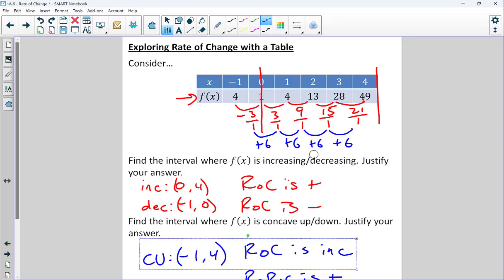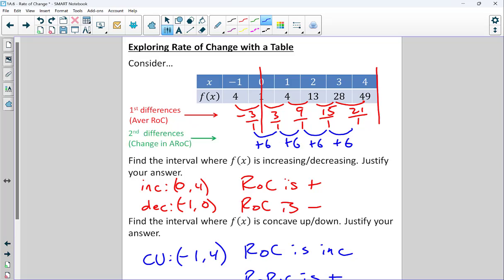Now, the fact that there was 6 all the way across, that actually gives us some other interesting information. Because when I'm figuring out the rate of change of a table of data and then the rate of change of the rate of change, another way to phrase this is the first differences and the second differences. Given a table of data, the first differences represent your average rate of change between each data point. And then the second differences represent your change in average rate of change, or the rate of the rate of change. Now, if the first differences, the average rate of change, was constant, if you have a graph that's changing at a constant rate, what I'm describing is a line.